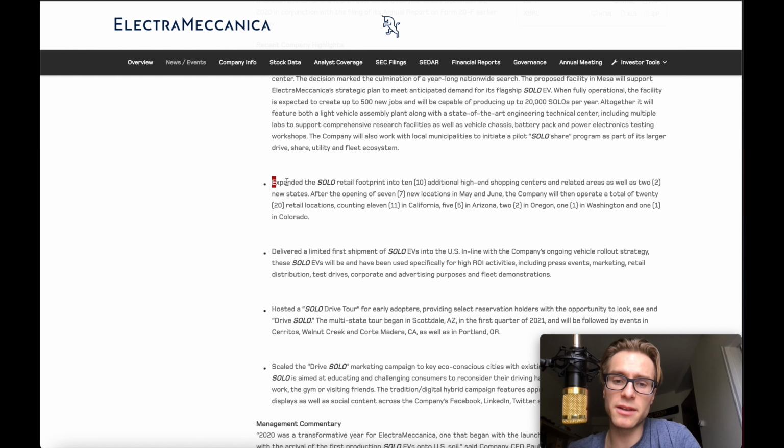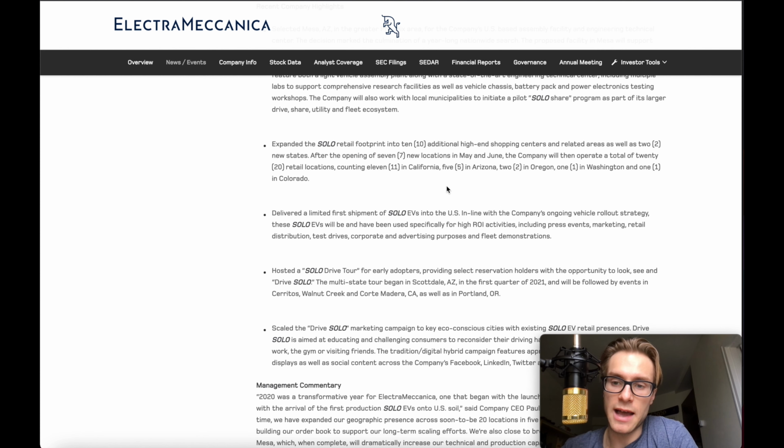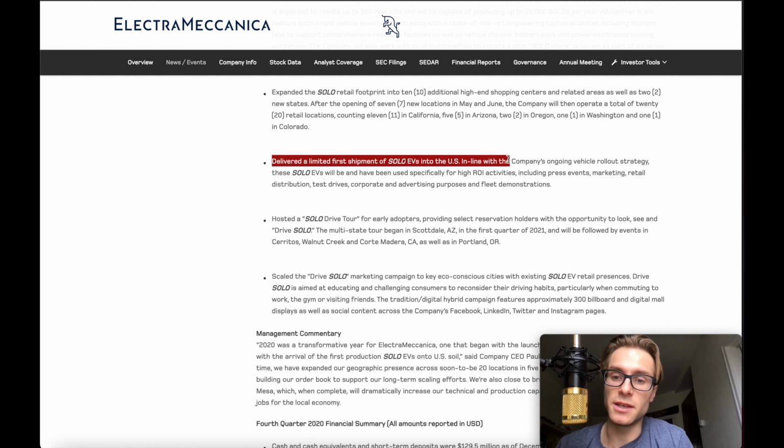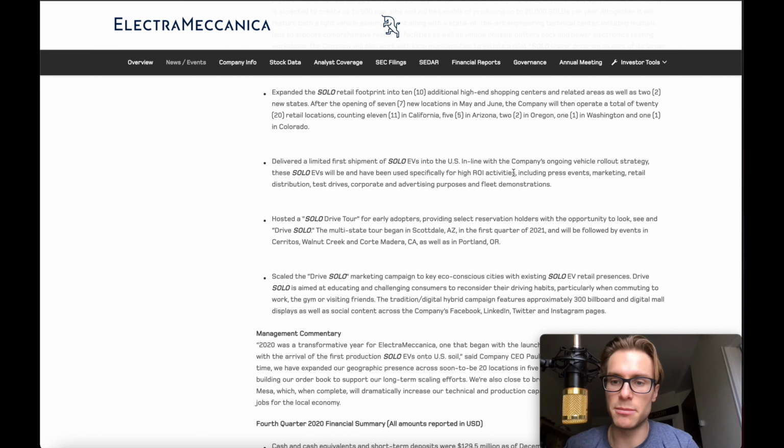They also expanded the Solo retail footprint into 10 additional high-end shopping centers and related areas, and two new states. And you can see exactly what states they already have their marketing campaign in. They delivered a limited first shipment of Solo EVs into the US. So that means that they started production in late 2020, basically, and they're rolling out these cars only in the high return on investment type deals.